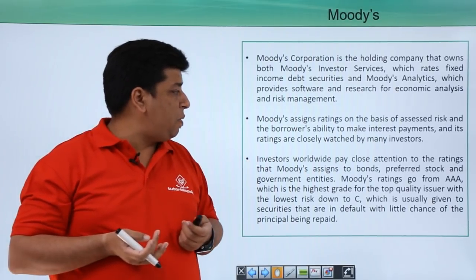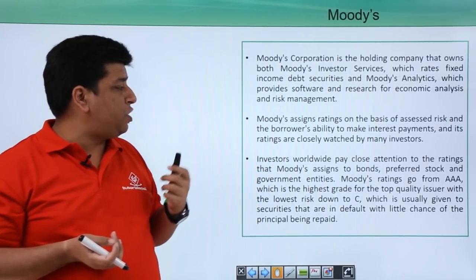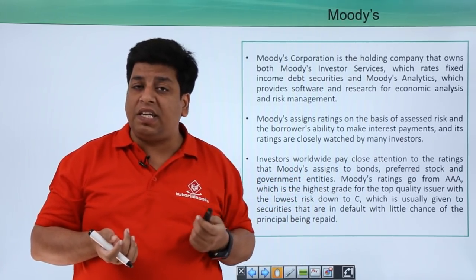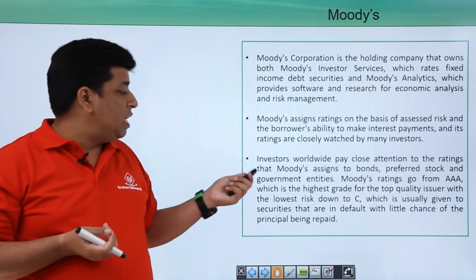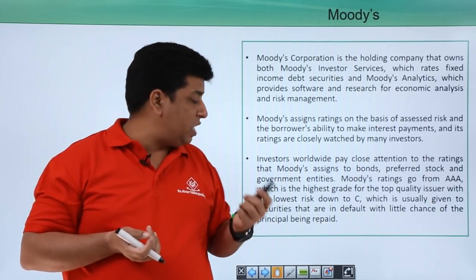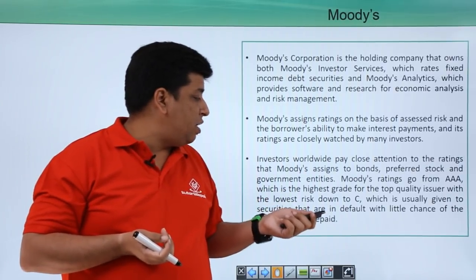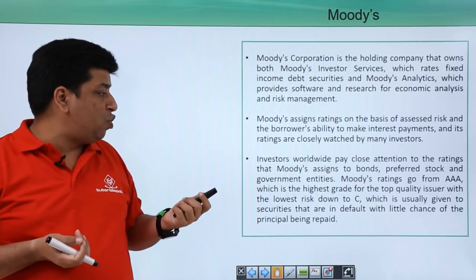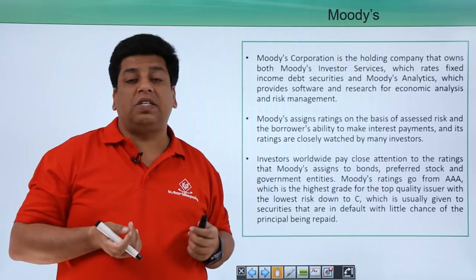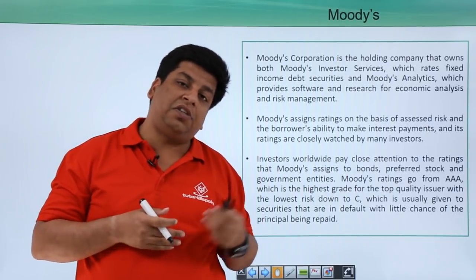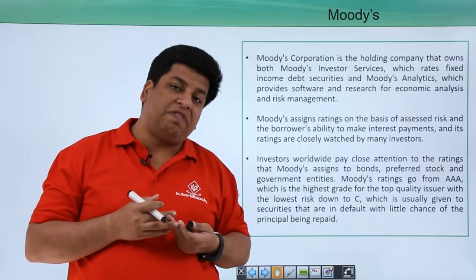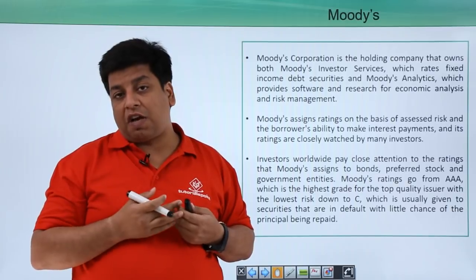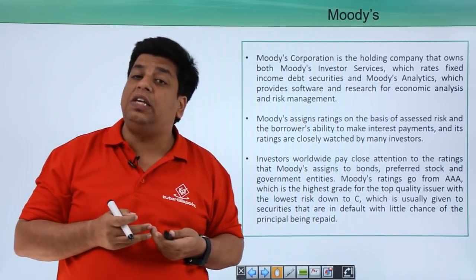Moody's assigns ratings on the basis of assessed risk and the borrower's ability to make interest payments, and its ratings are closely watched by many investors around the globe. Investors worldwide pay close attention to the ratings assigned by Moody's to bonds, preferred stock and government entities. Moody's ratings go from AAA, which means almost a risk-free return and a very stable investment, to C, where the chances of recovering the principal remain really low.